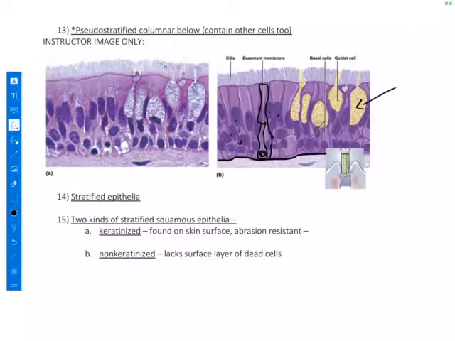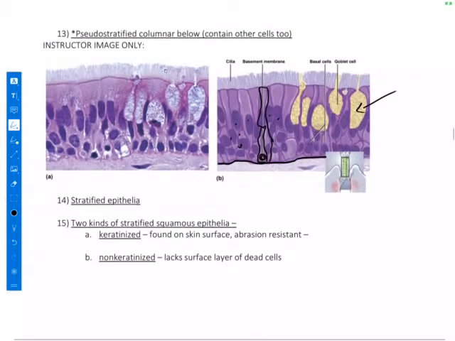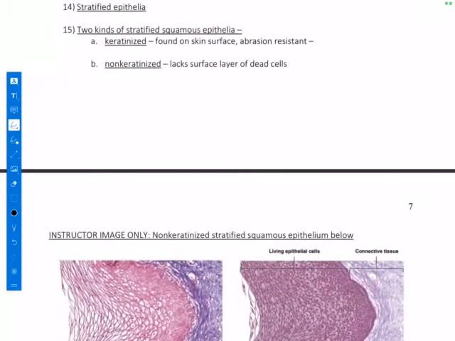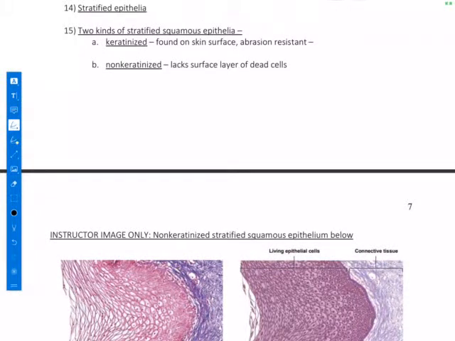Okay, moving on, we're going to look at stratified epithelia. There are two basic types of stratified epithelium: keratinized and non-keratinized. Stratified epithelia are going to have many layers. So instead of being good at allowing substances to pass through them, like secretion and absorption, they're going to be particularly good at resisting abrasion because they have so many layers. They're going to be good at protecting.